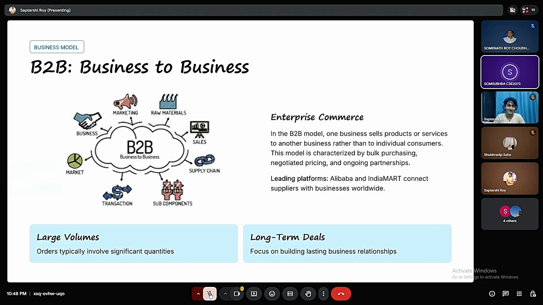So, first talk about the B2B model. Business to business model is the model where one business sells product to the other business. The main characteristics of the B2B model is that the business purchases bulk products, and there is also some negotiated pricing and partnership. Trustworthy partnership is built up in the B2B model. Some examples we can talk about are Alibaba and IndiaMART, and large volumes and long-term deals are the major thing seen in the B2B model. Next slide.